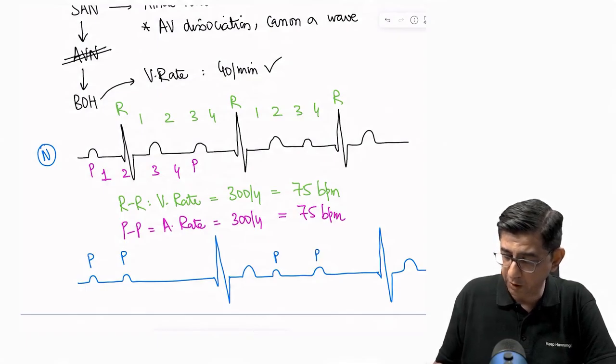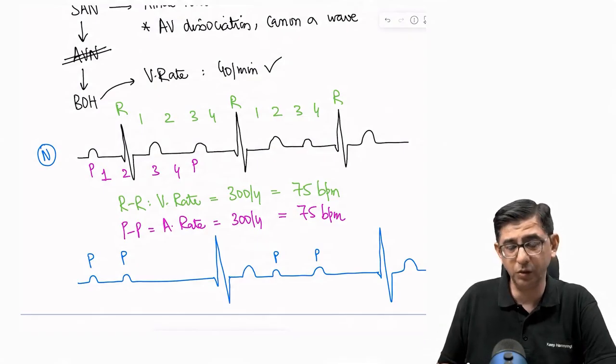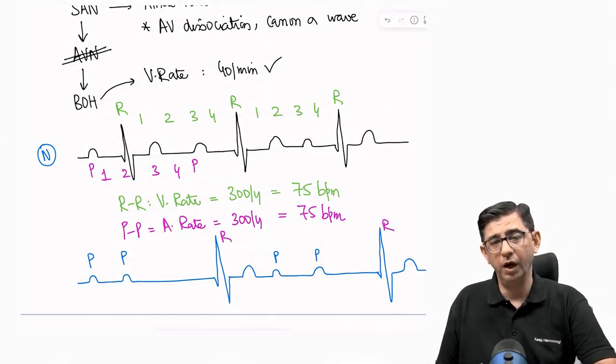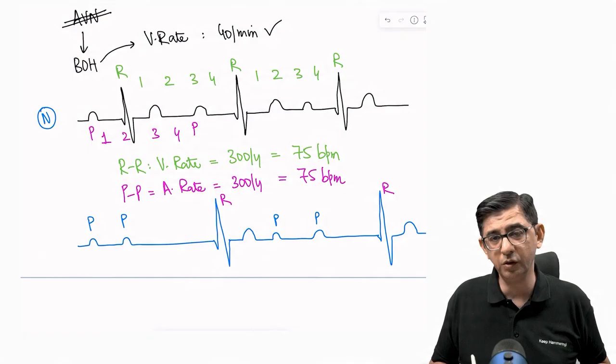Let me just draw the number of P's here. I've shown almost 4, right? It could be more subsequently also, but due to lack of space, the number of R waves shown here is only 2 and the number of P waves present is much more. So the number of P and R is not matching.